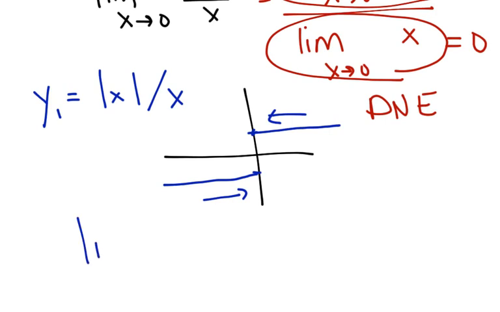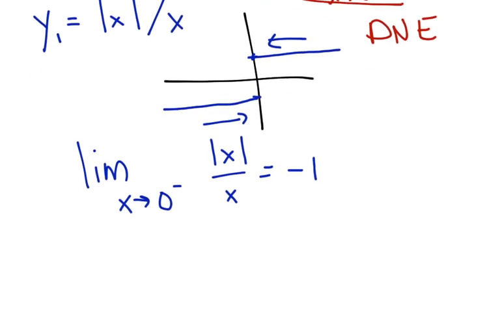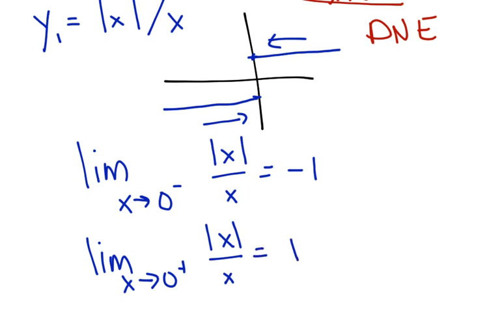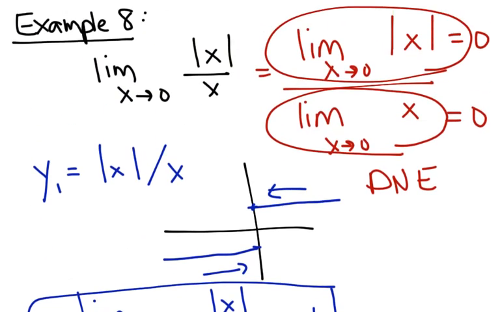However, if I had just asked for the limit as x approaches 0 from the left side, it actually would have had an answer, and the answer would have been -1. Or if I had asked for just the limit as x approaches 0 from the right side, the answer would have been 1. Those are those one-sided limits that we talked about in the previous section. But as a whole, the function does not have a limit.